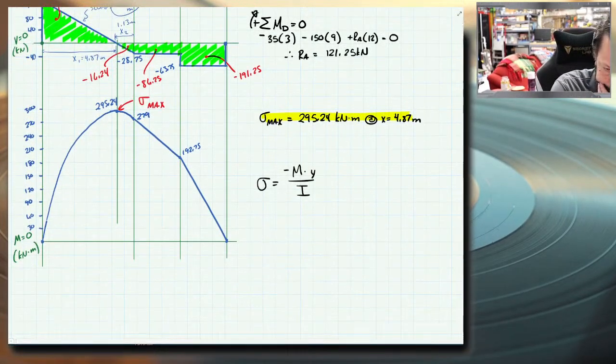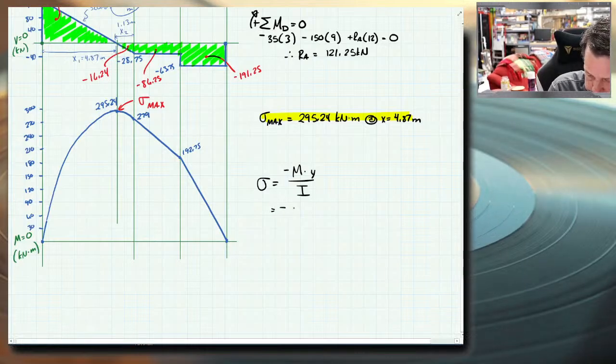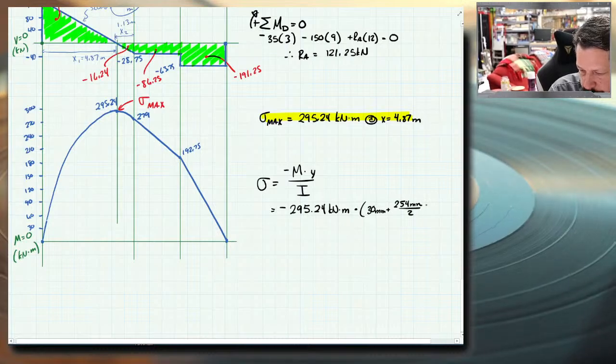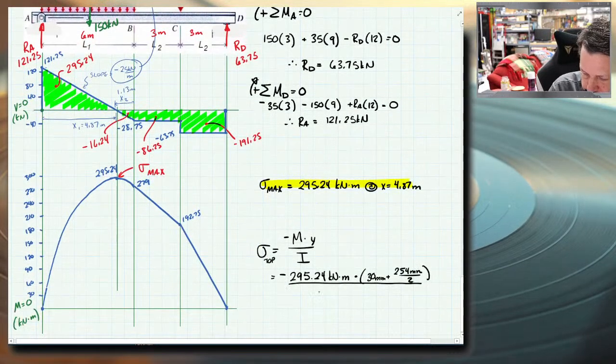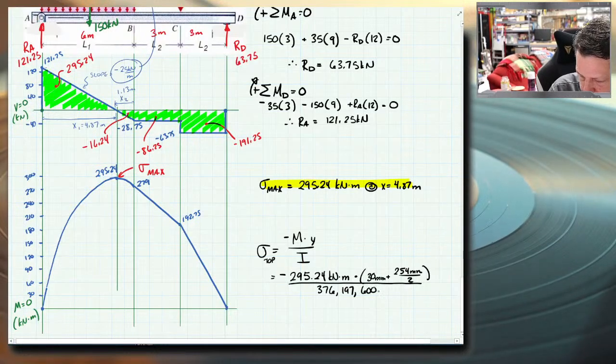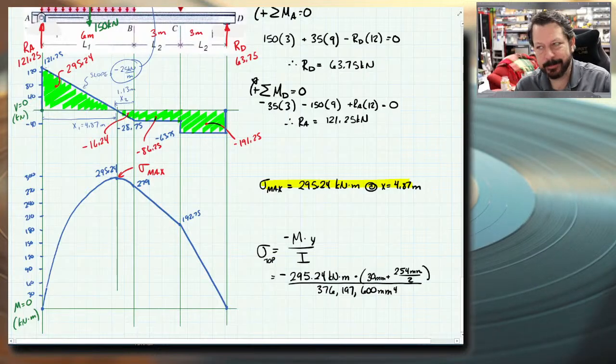So let's go back to our equation. M max equals negative, well, negative's in the equation, 295.24 kilonewton meters times y, which is 30 millimeters plus 254 millimeters over 2. And let's say we were doing the top of the beam, so this is measuring from the neutral axis up to the top. And I is that number, 376,197,600 millimeters to the fourth. All right, so I've got some mixed up units in here, so we'll have to get those straightened out before we can actually do anything.